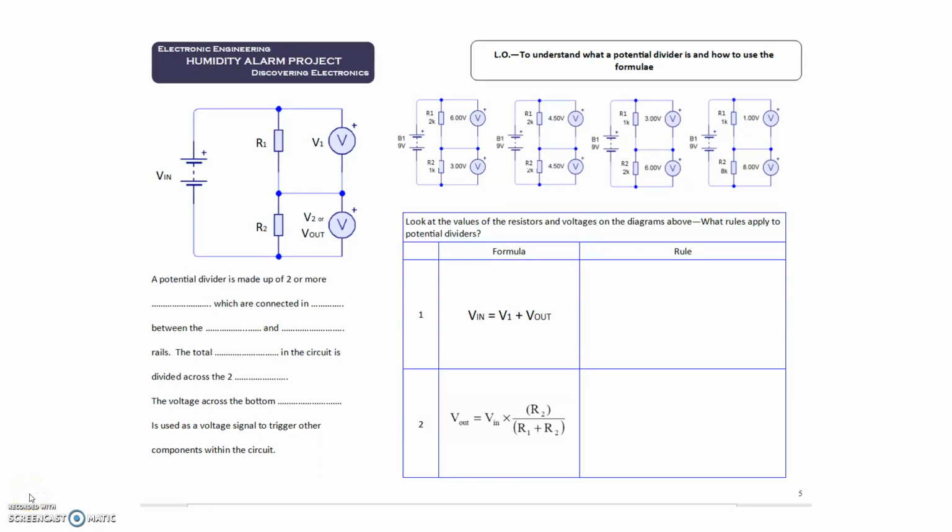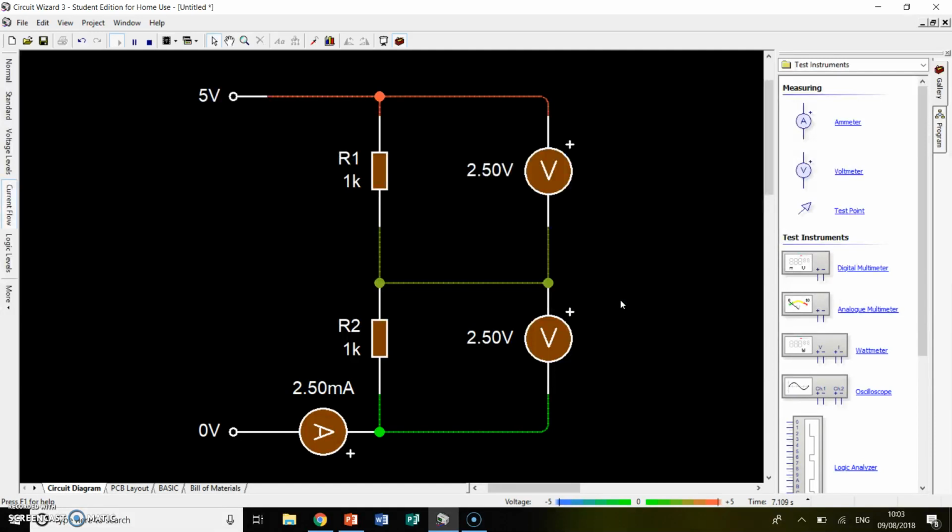Okay, so we've looked at Ohm's law. We're now moving on to potential dividers. This is the core of how your humidity sensor circuit works. On page 5 you will need to complete the blanks within this section of text and write in what the two rules for potential dividers are, or explanations of those formulas.